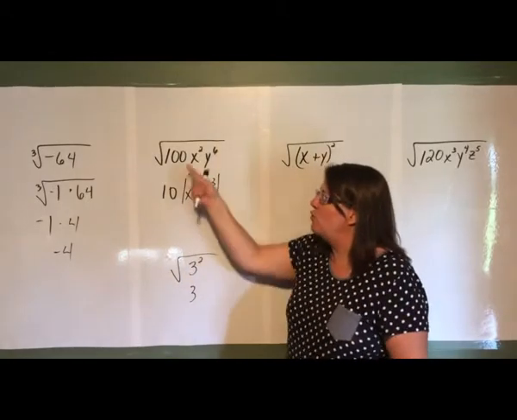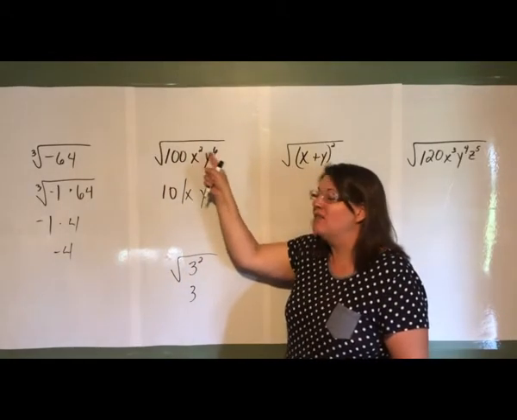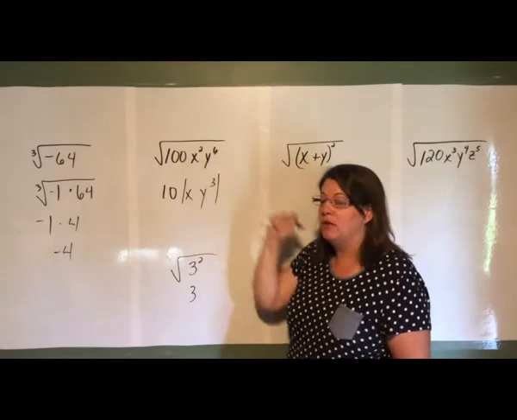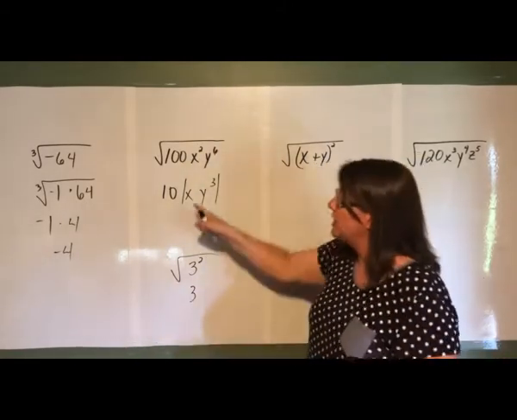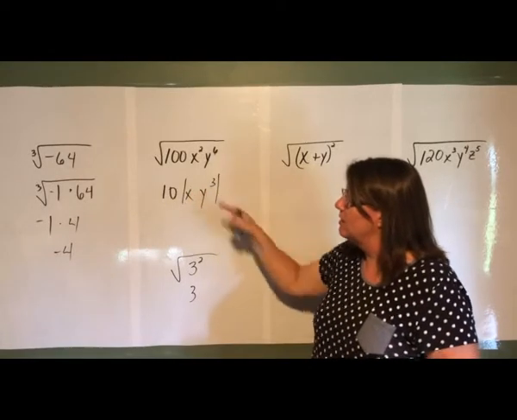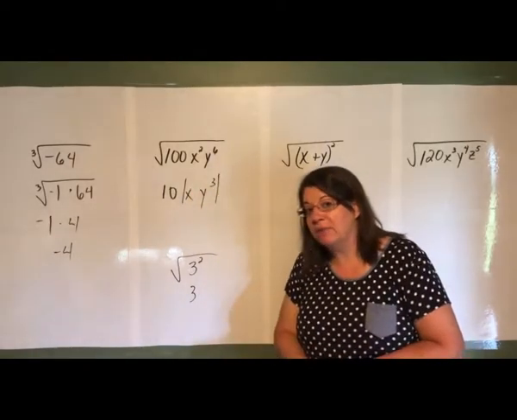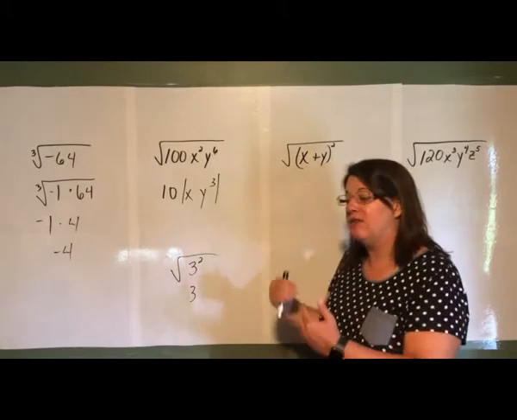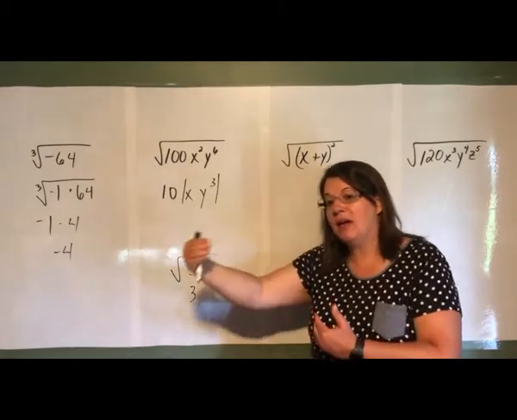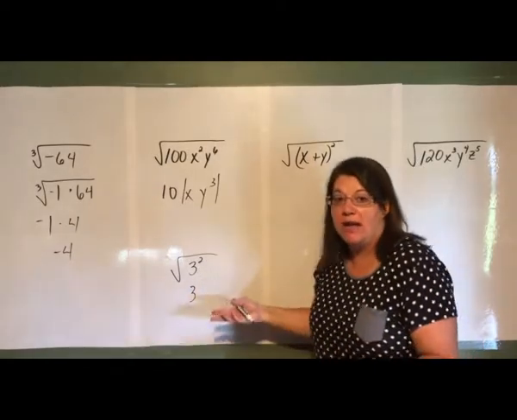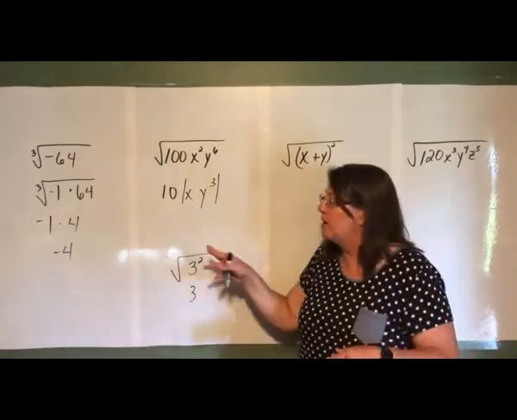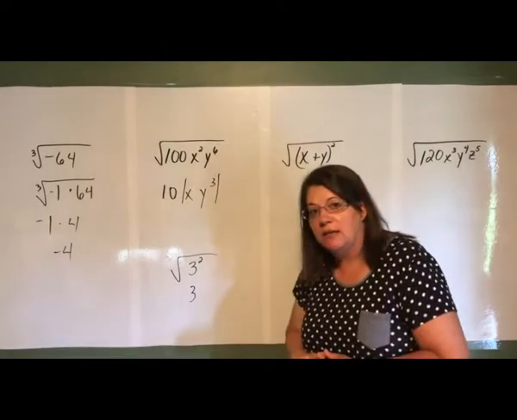If you start with variables that have even exponents inside your radical sign, and when you bring them out, you end up with odd exponents, then you need absolute value around them. Now if you start out with an even exponent inside and it comes out and it's still even, you don't need absolute value because an even exponent is going to make it positive anyway, so the absolute value becomes redundant at that point.